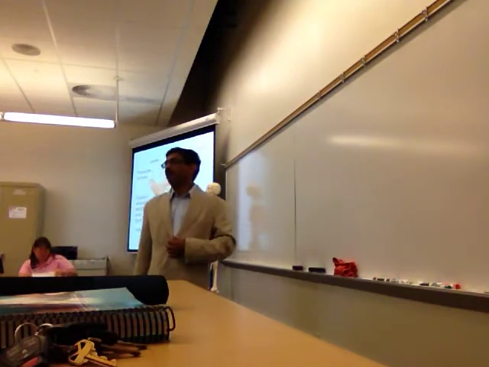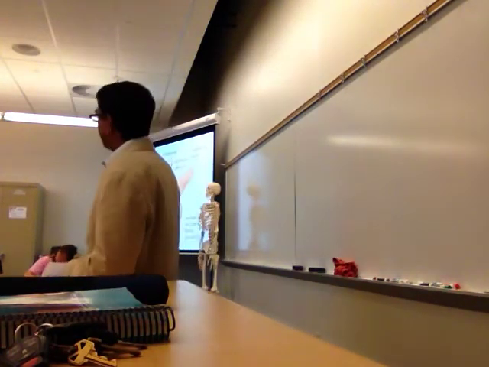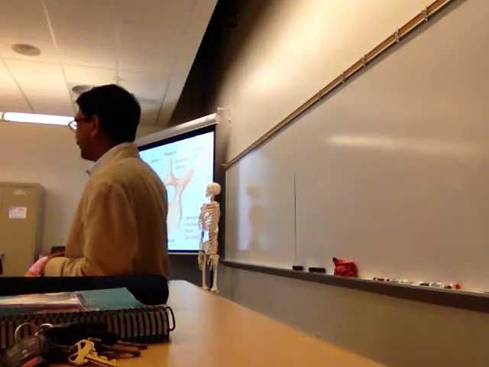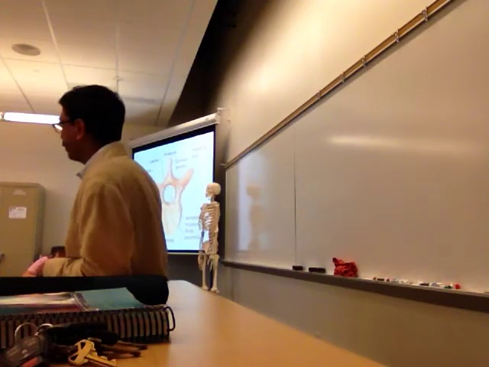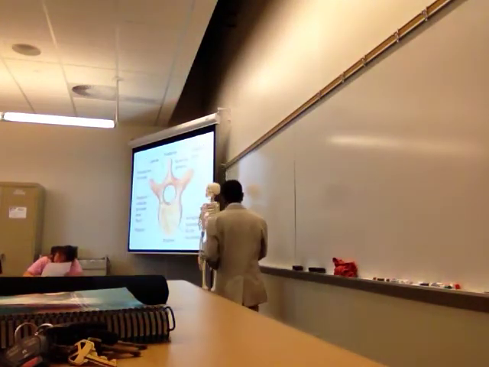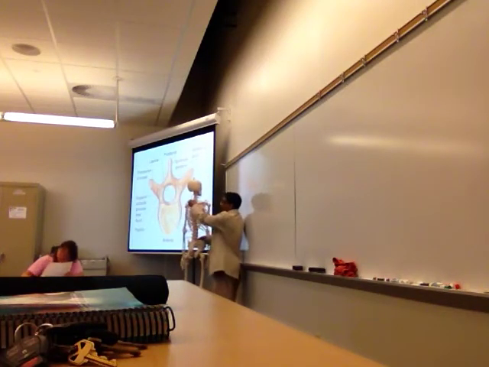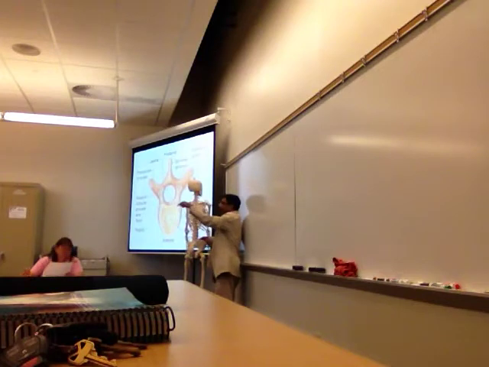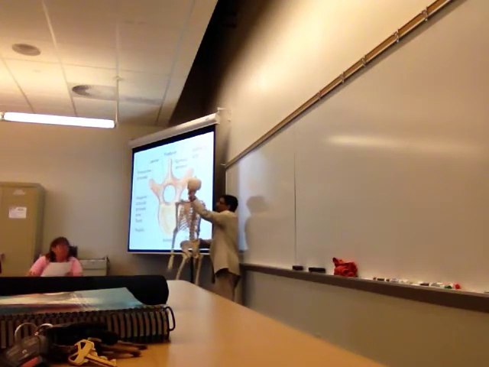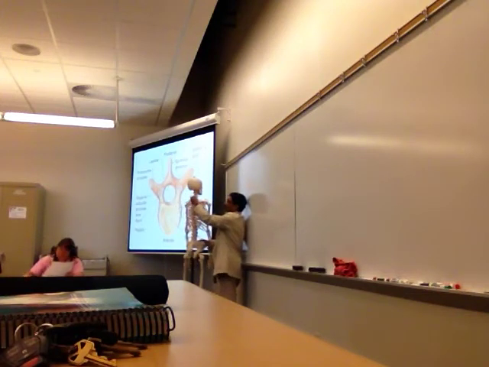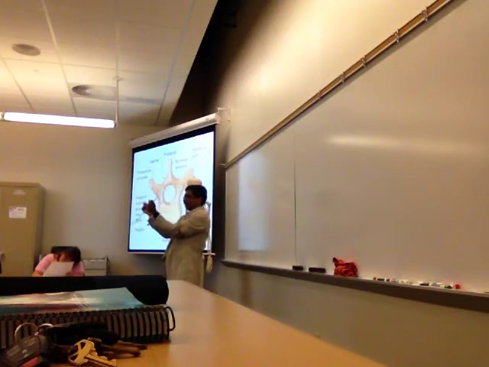A-R-C-H. Anyway, the arch has a number of processes. What are those? One spinous process that is going backwards. So you see the spinous process directed backwards, and the body is in the front. Okay. So one spinous process, two transverse processes going sidewards like this, lateral.